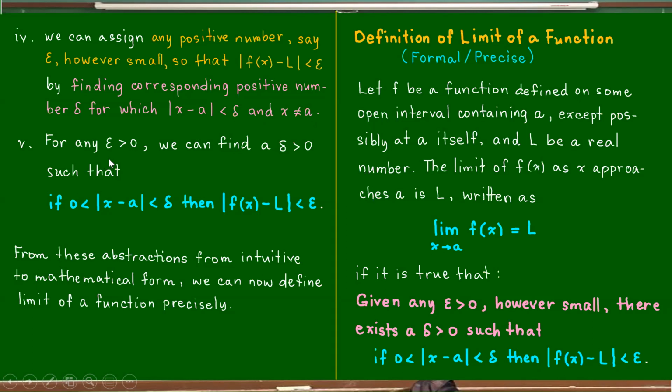So further, it means what? For any epsilon that is positive, we can find a delta greater than 0 such that if the absolute value of x minus a is less than delta but x is not equal to a, it means it is between 0 and delta, that absolute value, then the absolute value of f of x minus L is less than epsilon. Okay, guys?